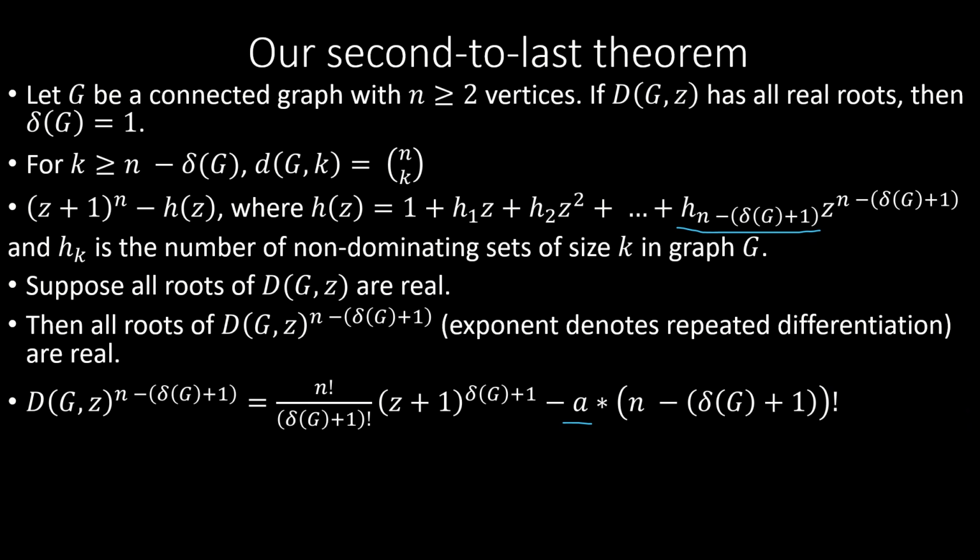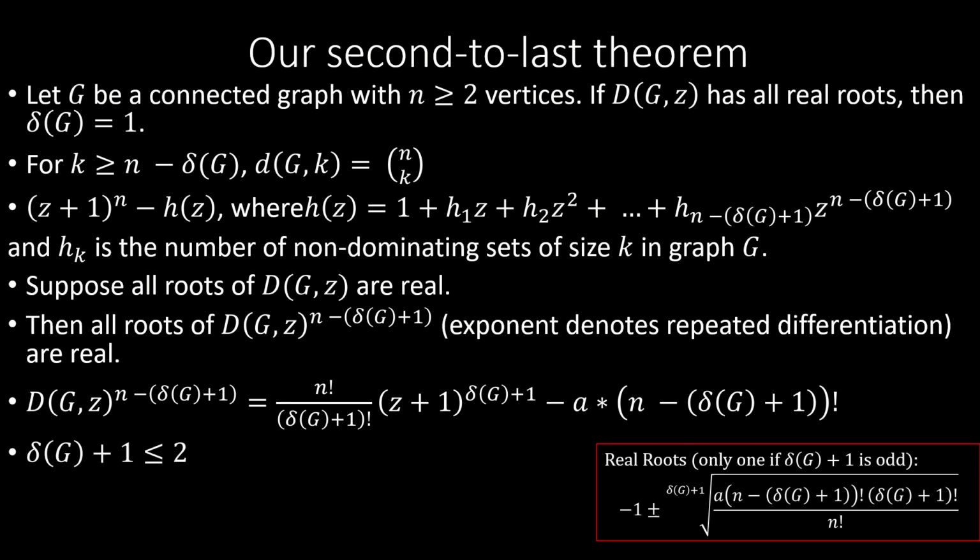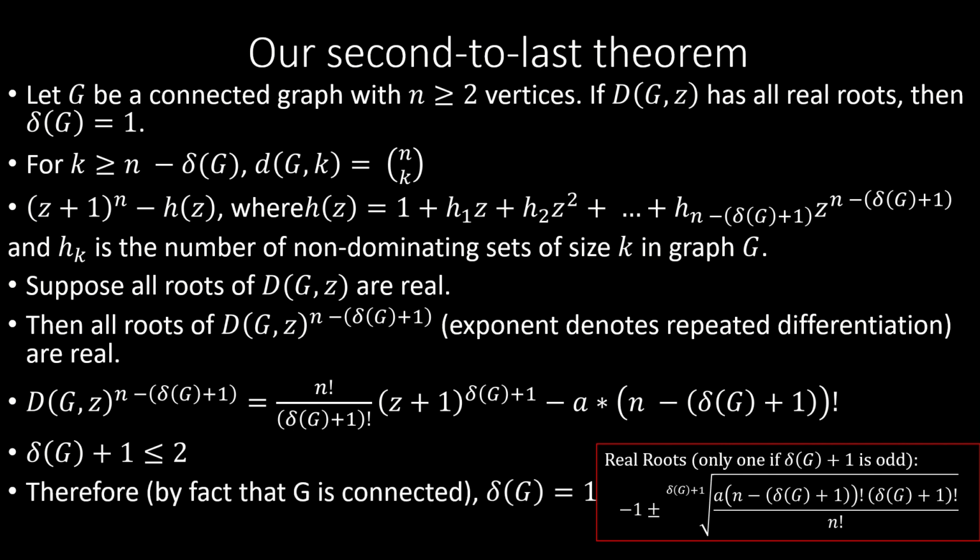Also note that the rest of the terms in h of z turn to 0 through repeated differentiation, and the first term on the right side of the equation is just the repeated derivative of (z plus 1) to the n. Now, since all roots of this derivative are real, we know that the exponent, delta of G plus 1, must be less than or equal to 2. And because we assume G to be a connected graph, delta of G must equal 1.